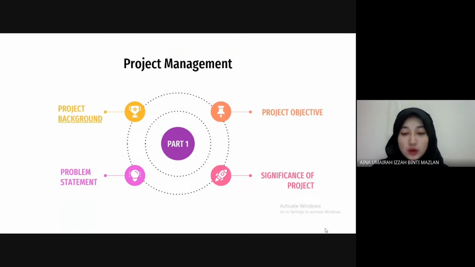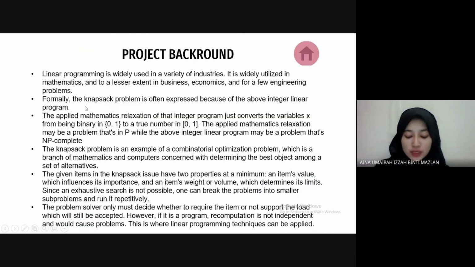So this is the content of the project: we have the project background, project objective, problem statement, and significance of project. I would like to talk about the project background first.